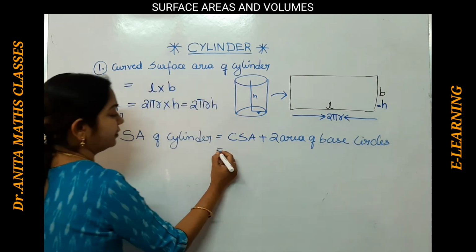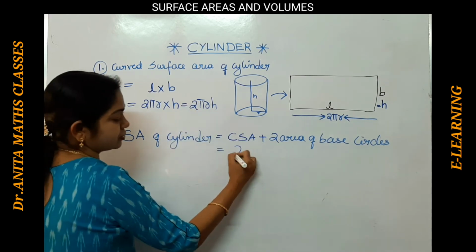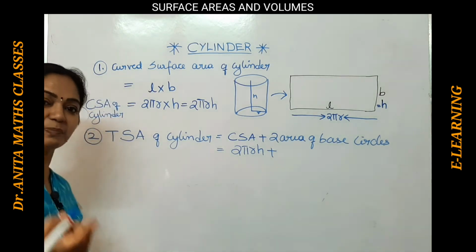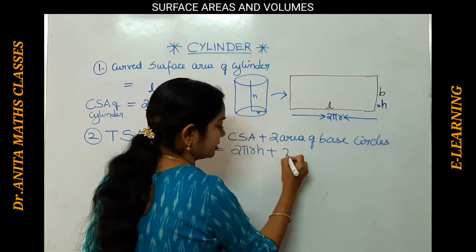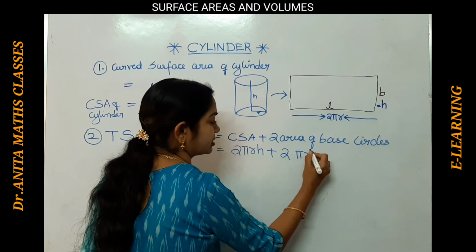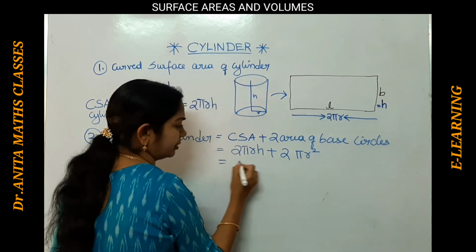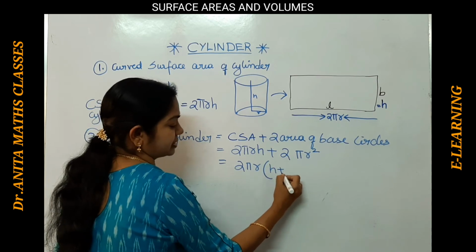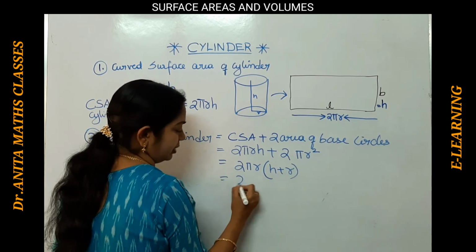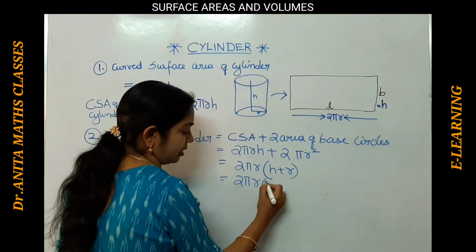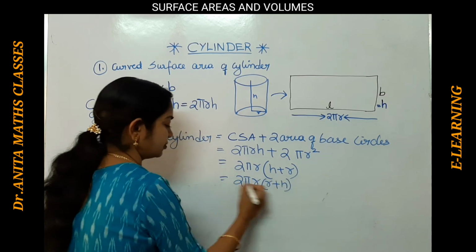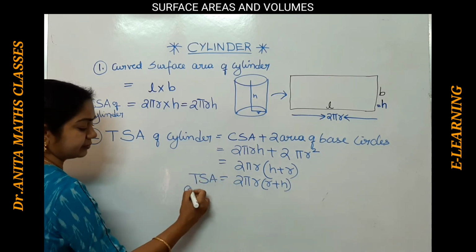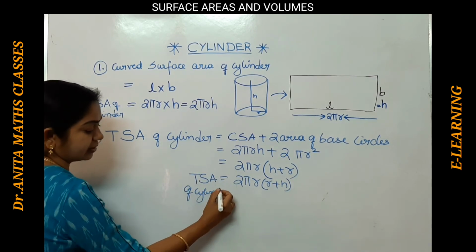So, we have got the CSA as 2 pi r h and the area of the circle is pi r square. So, two circles are there. So, 2 pi r square. If you take common here, 2 pi r common. So, h plus r remains. So, we can also write 2 pi r (h plus r). Okay. So, this is called the TSA of cylinder, total surface area of cylinder.